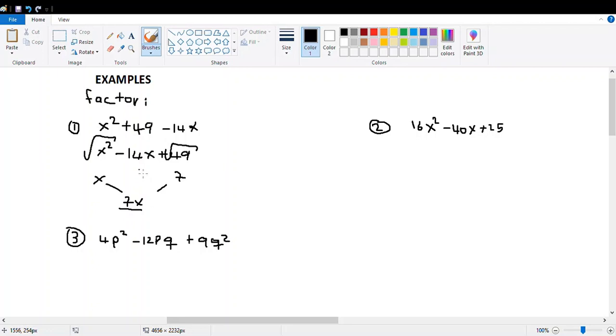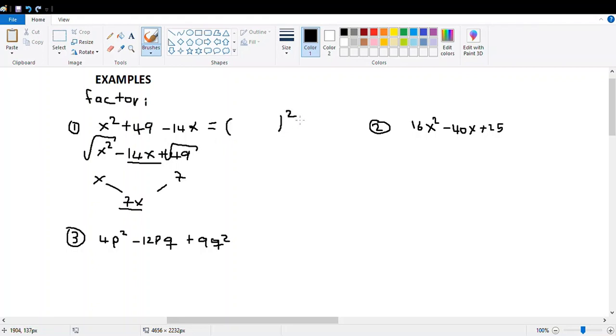7x is exactly the half part for the term in the middle. 7 is the half part for 14. In this case, it's not 14, it's negative 14. It doesn't matter the sign. The sign is not important in this case. What's important is the number and its half part. Then when we're ready, we say that this is equal to open and close parentheses.